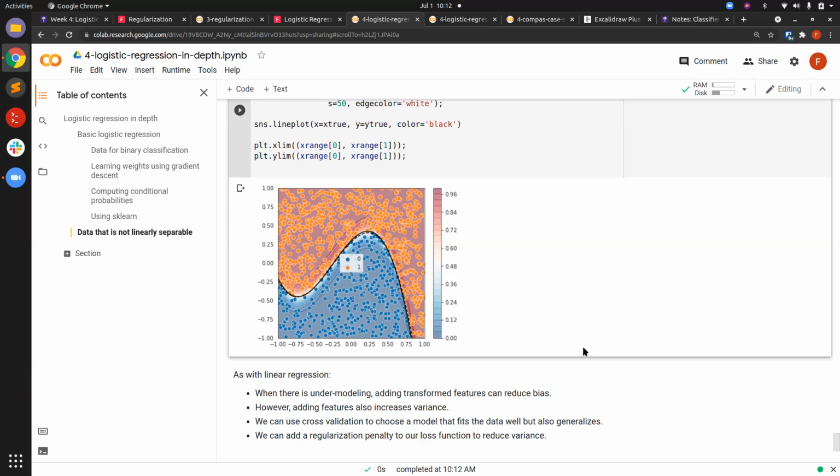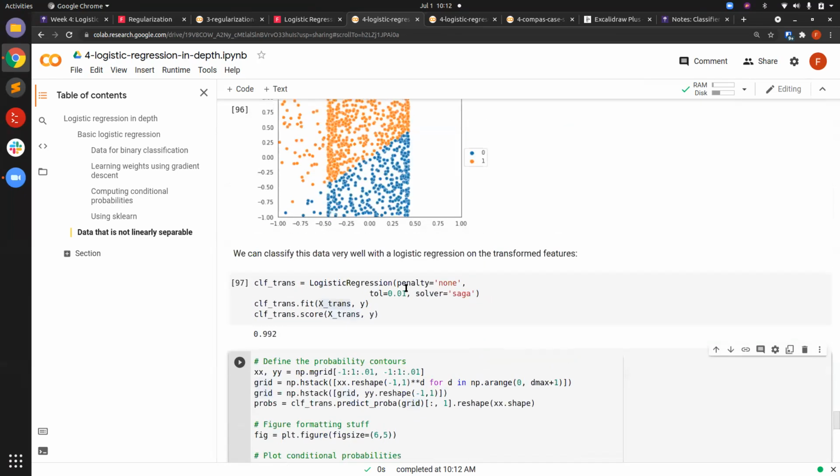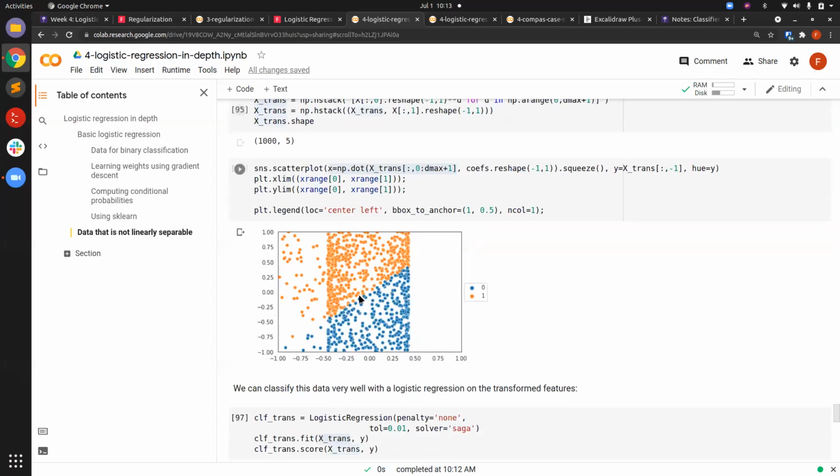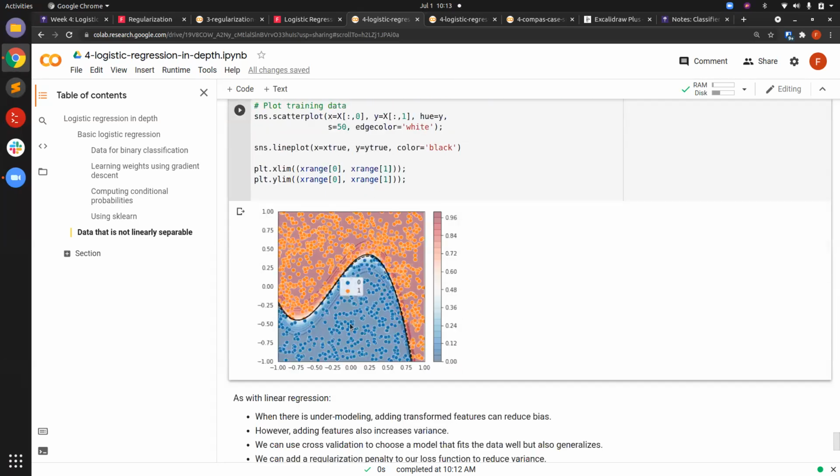Of course, as you know, adding transformed features reduces the bias. Right? So this here was an example of bias. We have a systematic error between the decision boundary learned by the model and the true decision boundary. On the other hand, adding a transformed feature space will increase the variance of our model. So we have this trade-off here between the bias and the variance.